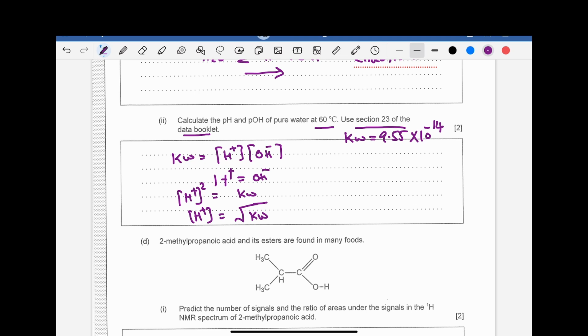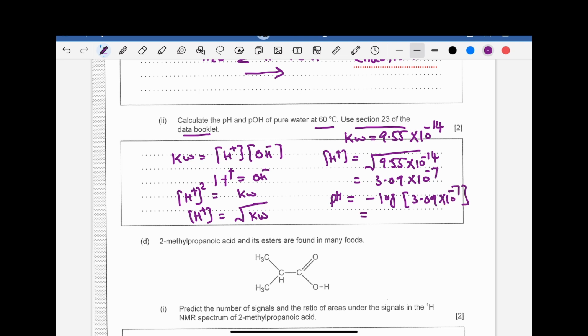If we take the square root of Kw, H⁺ will be equal to the square root of 9.55 × 10⁻¹⁴. If I solve this, that gives me 3.09 × 10⁻⁷. Now, the minus log of the hydrogen ion concentration is the pH. So pH will be equal to minus log of 3.09 × 10⁻⁷. If I solve this, that gives me 6.51.